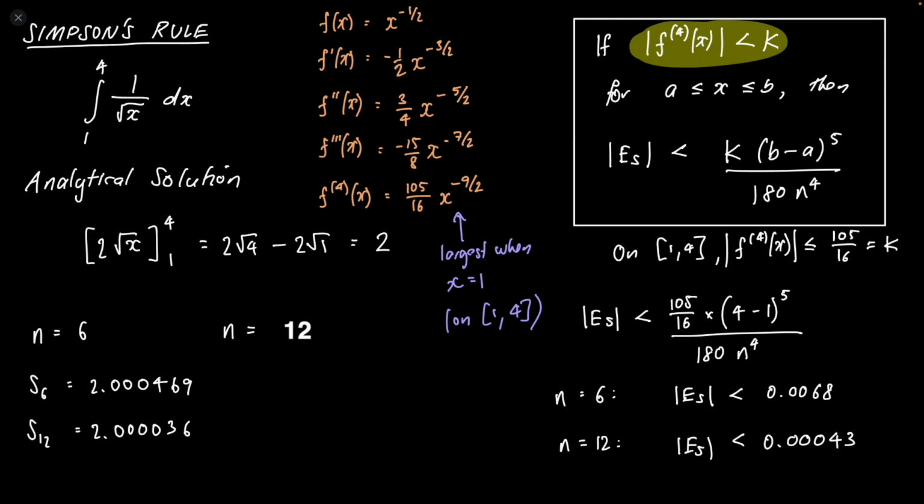So what you can see here is that our Simpson's rule error for n equals 6 should have been less than 0.0068. But what we actually got was a lot better than that. We got an error of only about 4 times 10 to the negative 4. And similarly, when n was 12, our worst case error, according to the bound, is 0.00043. But we actually did better than that. We did almost a factor of 10 better, and we got our error being about 4 times 10 to the negative 5. So it just emphasizes that this thing here does not tell you how big your error is.